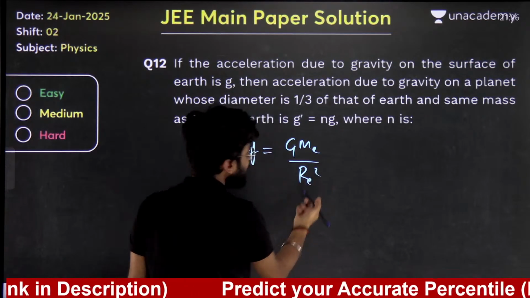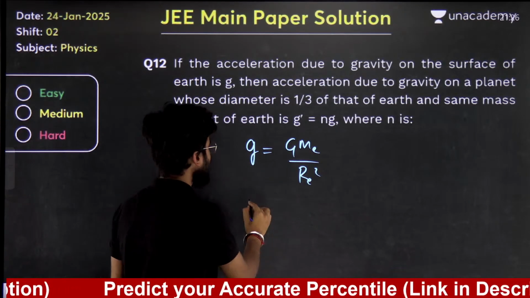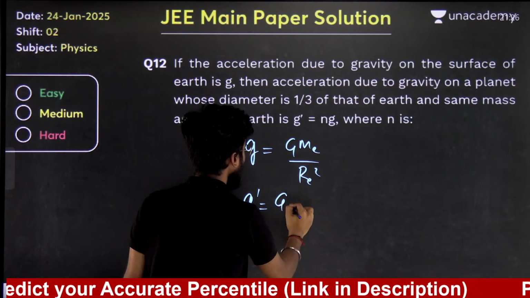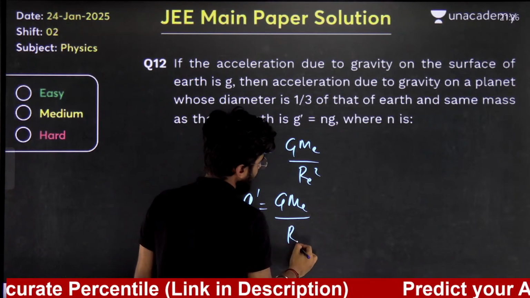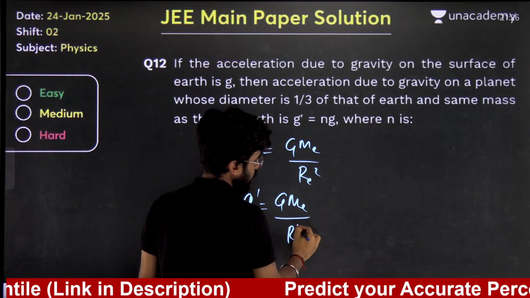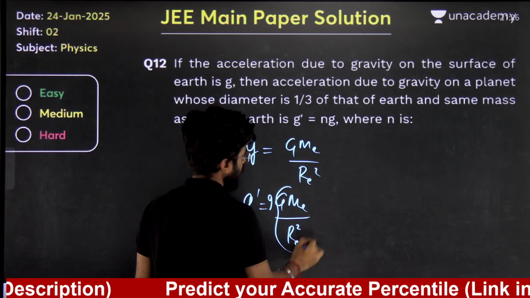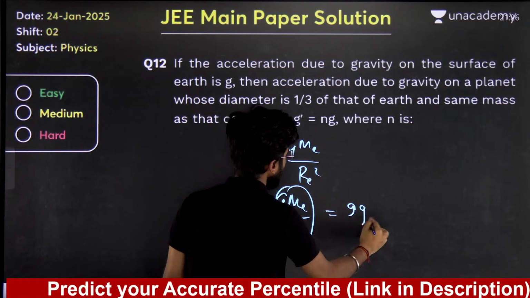Now the radius is 1 by 3, so g dash is G Me by Re by 3 whole square, so Re square by 9 goes up, and this is what? g. So we can write it as 9g. n is equal to what?